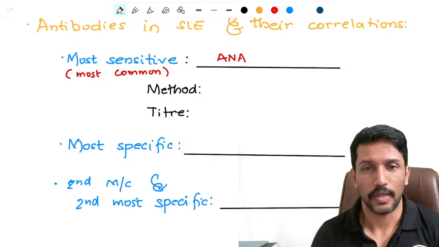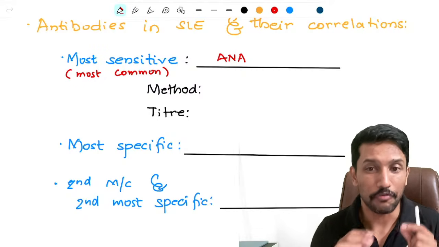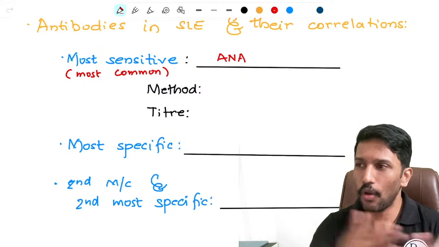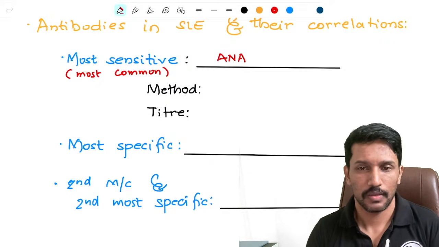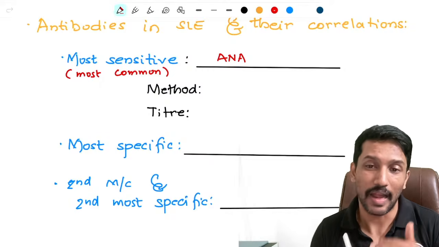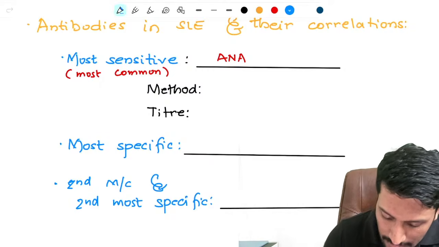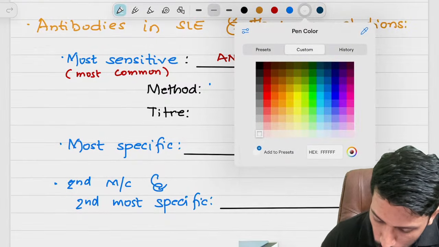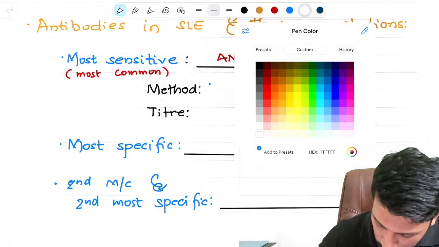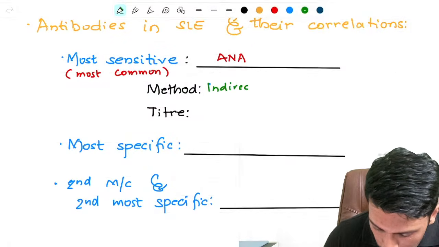Why? Well, ANA, when done by different methods, gives different titers. So all the ANA estimated by all methods is not equivalent. That's why we need to do ANA with the ideal method. So what is the recommended method? The recommended method is indirect immunofluorescence. When you do ANA with indirect immunofluorescence, only then is it reliable.